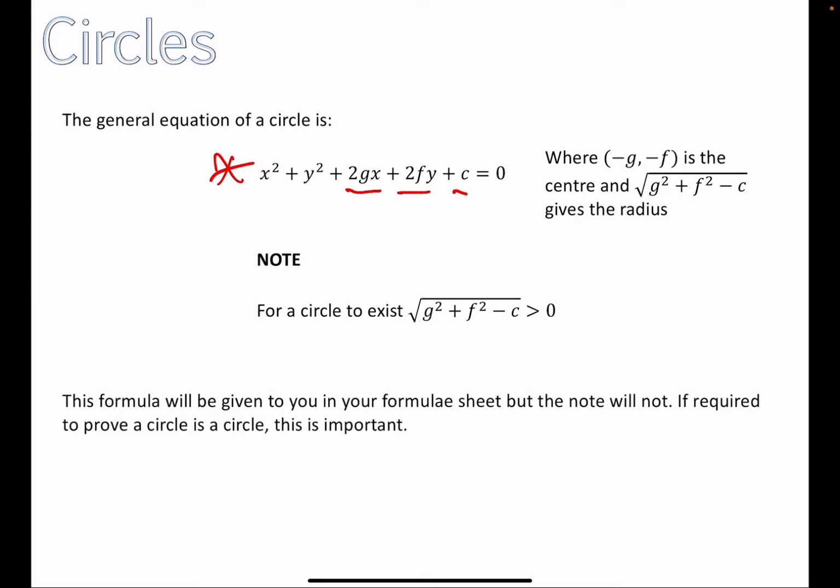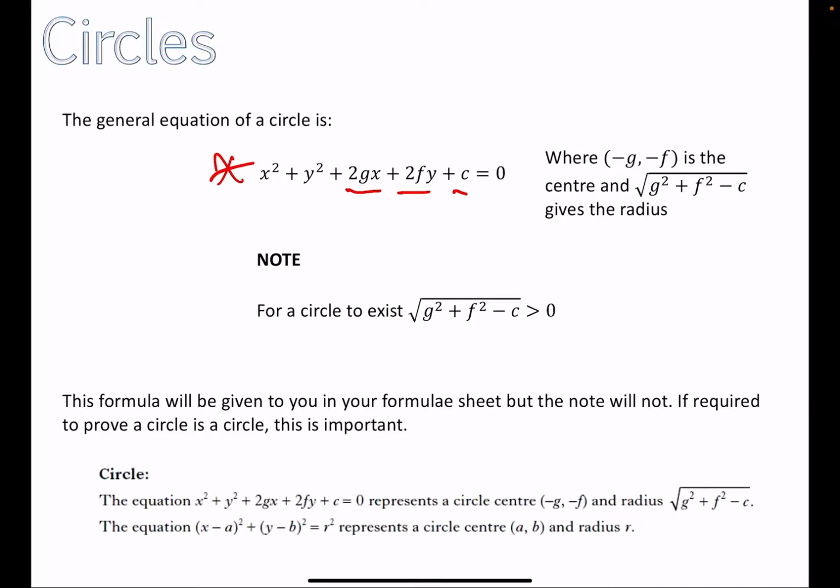Okay, so this formula will be given to you in your formula sheet, so you don't need to memorize it, but the note will not. If required to prove a circle is a circle, this is important. Okay, so that's what the formula sheet looks like. So you've got both versions. Okay, and that's all that's given to you. So this little note isn't given to you.